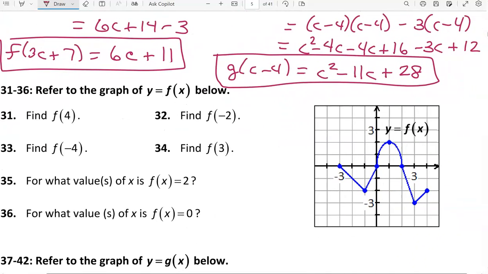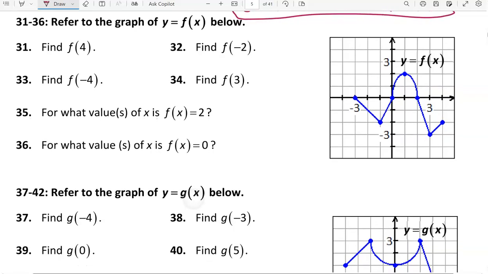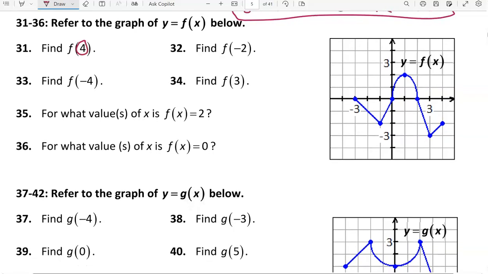For numbers 31 through 36, we're referring to the graph of y equals f of x. f of 4 is asking us to replace x with 4, and when we find what goes on the opposite side of the equal sign, we will be finding the y value. So when x is equal to 4, the y value is negative 2. Now, let's find in 32 f of negative 2. This time the x value is negative 2. When x is negative 2, the y value is negative 1.